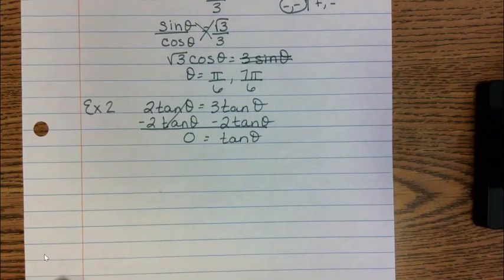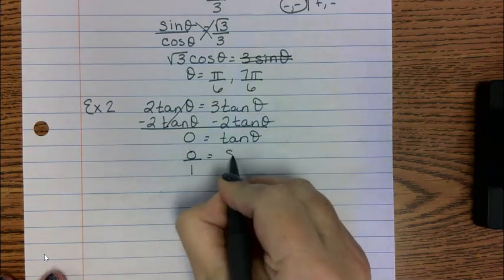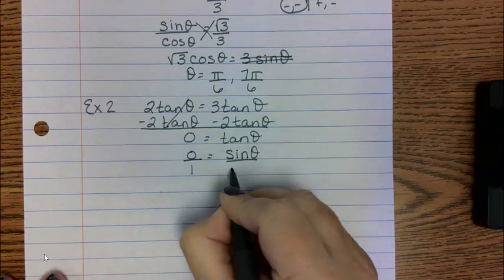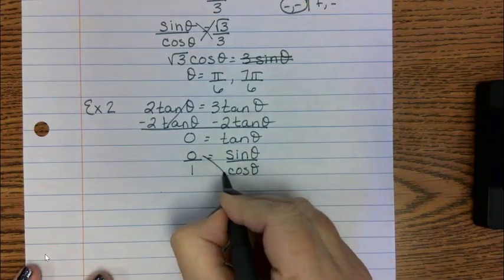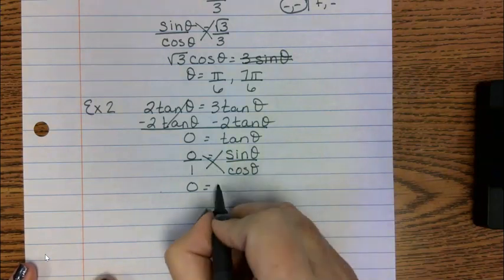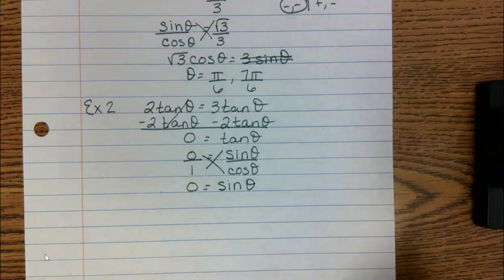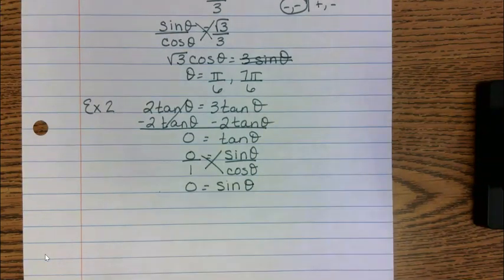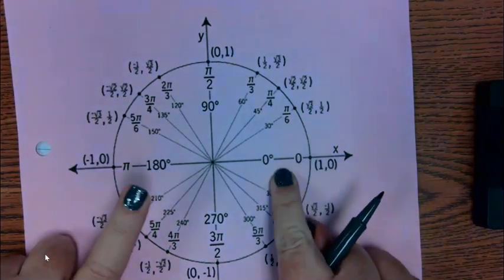So we're still going to do the sine over cosine thing. So 0 over 1 equals sine over cosine. Cross multiply, so 0 times cosine is 0, and 1 times sine is sine. So now the question is, when is sine 0? The nice thing about this one is we don't care about the quadrants because it's 0. And it's going to happen in 2 places, at 0 and at pi.